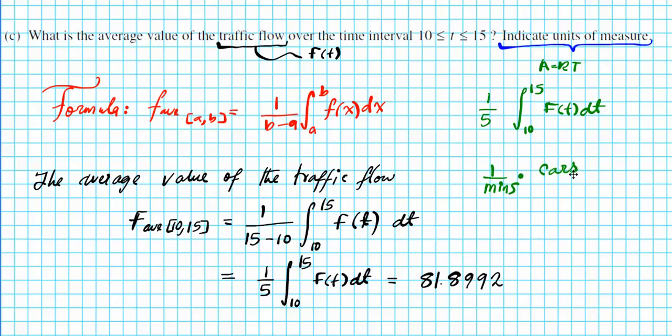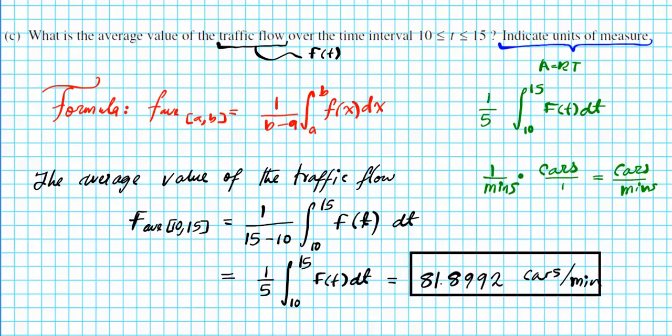That's the number of cars. Okay, that's the unit. So if you multiply this across, the unit of your answer is going to be cars per minute, or cars divided by minutes. So that tells us that the unit for the average value is cars per minute. All right, so there goes your final answer. Let's go ahead and box it.